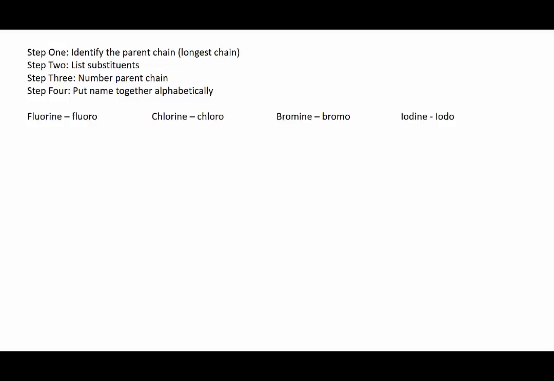Always, you want to identify the parent chain, list the substituents, number the parent chain, and then put the name together alphabetically, and add the stereochemistry if there is any. In the case of haloalkanes, where there's a halogen attached to an alkyl group, we have to have a name for the halogen substituent. It's pretty simple. For fluorine, we call it fluoro. Chlorine is chloro, bromine is bromo, and iodine is iodo.